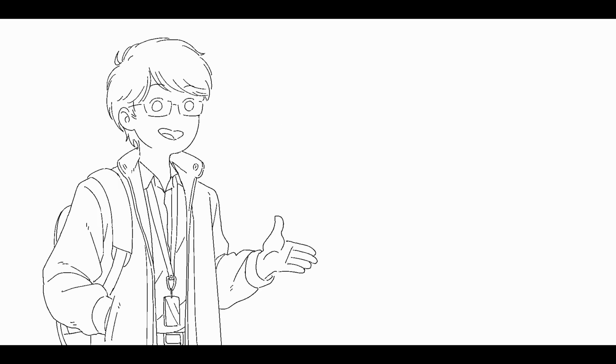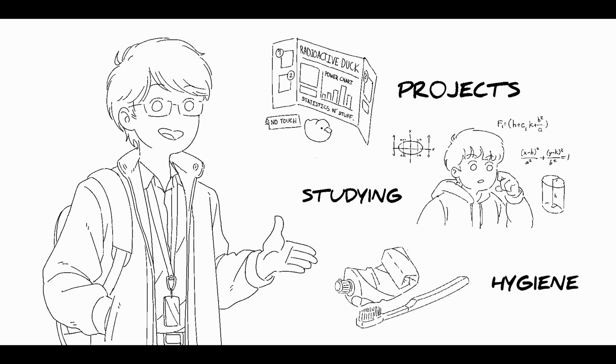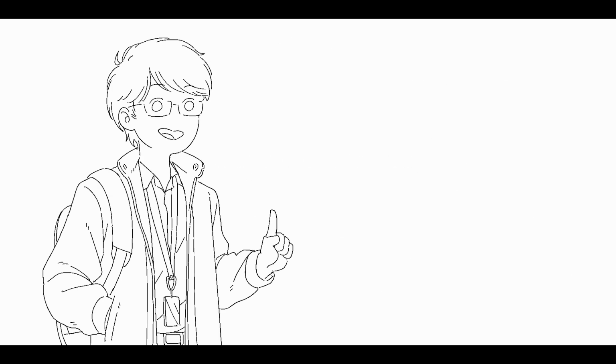tier list. Your A tasks represent tasks you must do. You can categorize these tasks that have deadlines or physical attention, like projects or studying for an exam, or even maintaining your physical hygiene. Therefore, these tasks represent the current focus of your main objectives. Missing out on these tasks may cause immediate consequences if not taken attentively.